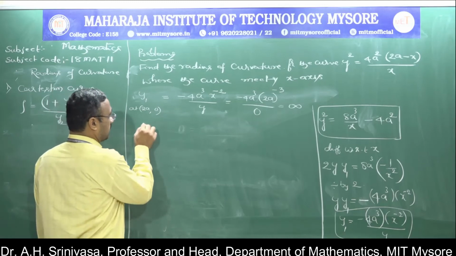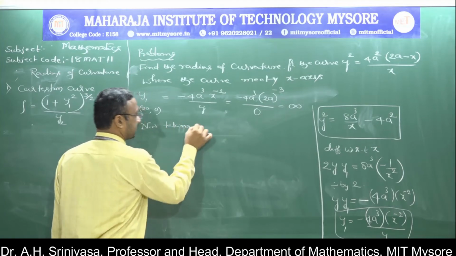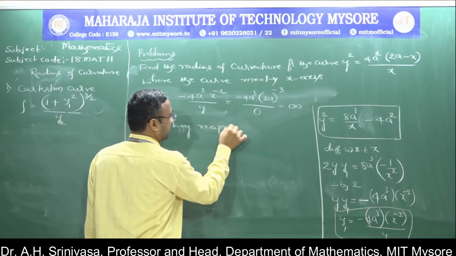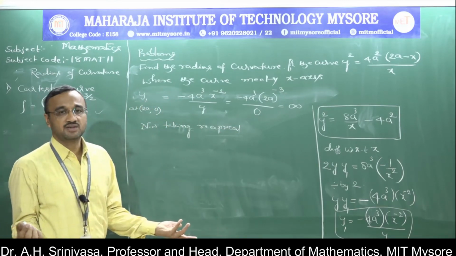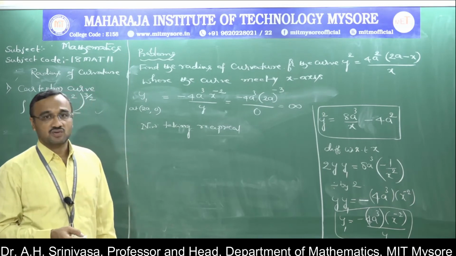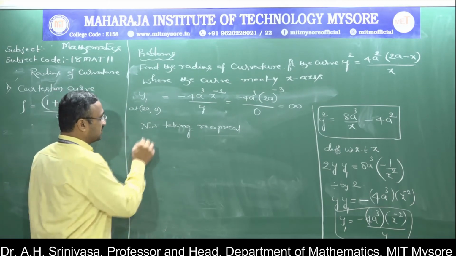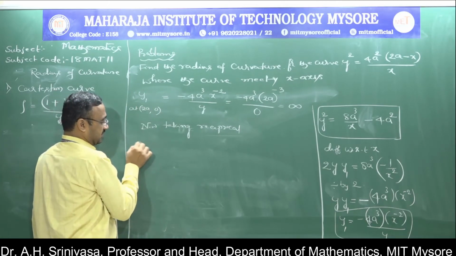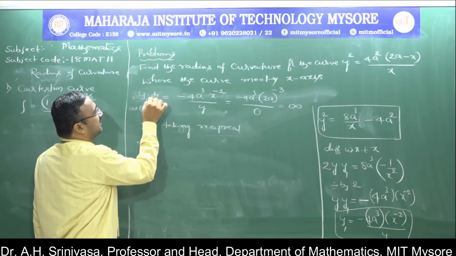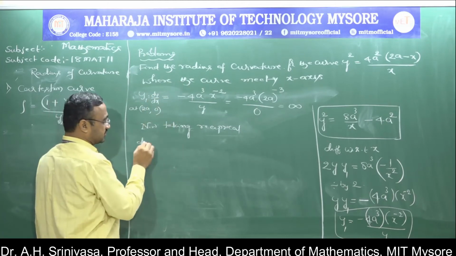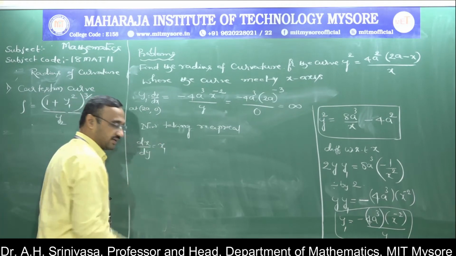Now, taking the reciprocal. So infinity is 1 by 0. If you take the reciprocal, what do they become? They become 0, and the derivative dy by dx is reduced to dx by dy. If you take the reciprocal of this, I am simply writing here, this is your dy by dx. If you take the reciprocal, this becomes dx by dy, and simply we call it x1.